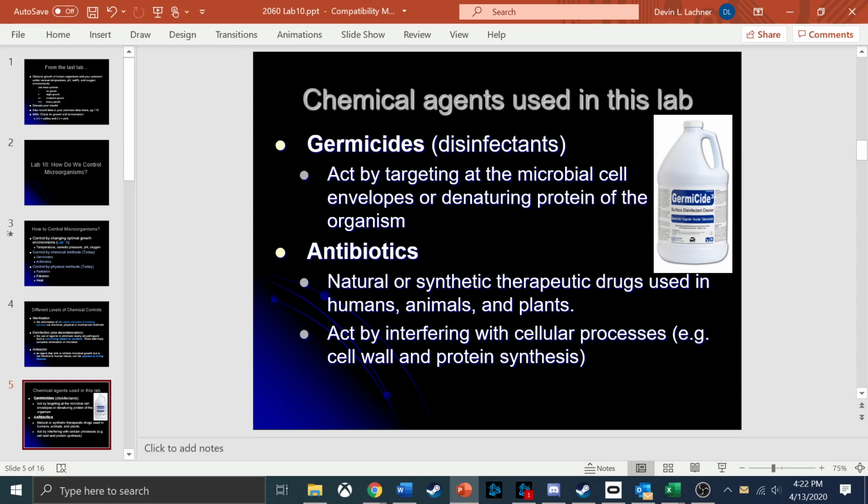Germicides are disinfectants. They're going to act by targeting the microbial cell envelopes and denaturing proteins. So germicide is what we use quite a bit in this lab. And then antibiotics. These are going to be natural or synthetic therapeutic drugs used to treat bacterial infections. They can be used in humans, animals, and plants to help treat them. And they're going to interfere with different cellular processes, whether that's creation of the cell wall or protein synthesis or DNA replication, a bunch of different things they can interfere with.